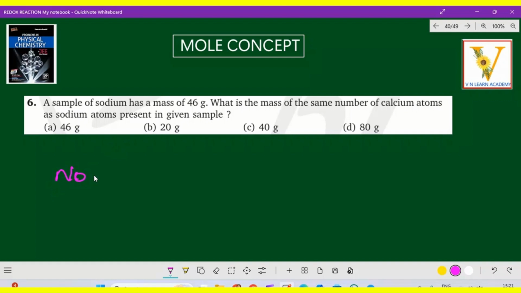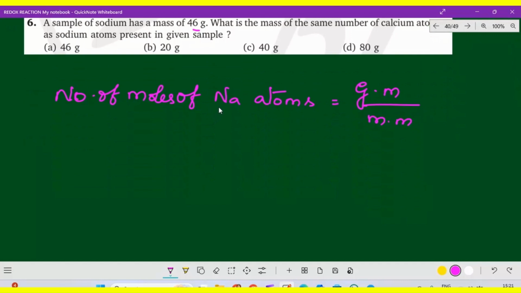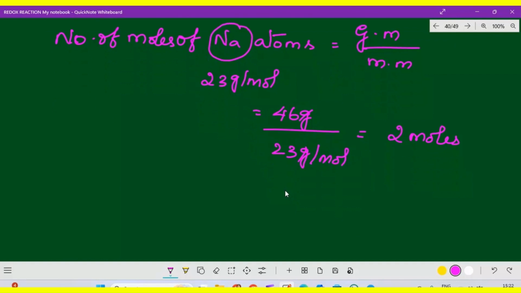So number of moles of sodium atom, how much? Given mass by molecular mass. Given mass here is 46 gram, and the molecular mass of sodium, atomic mass, is 23 gram per mole. So gram cancels, and you will get 2. So 2 moles.